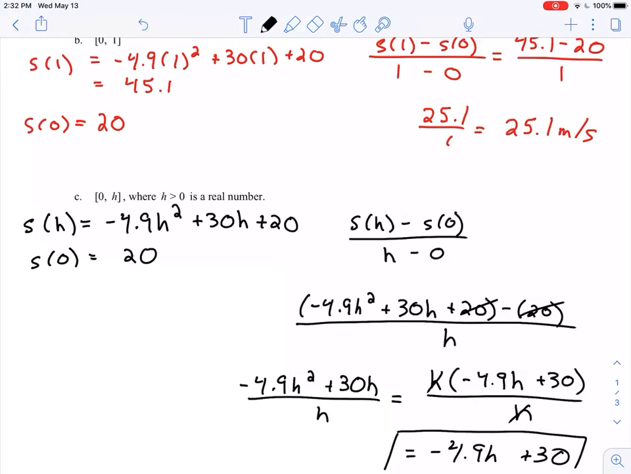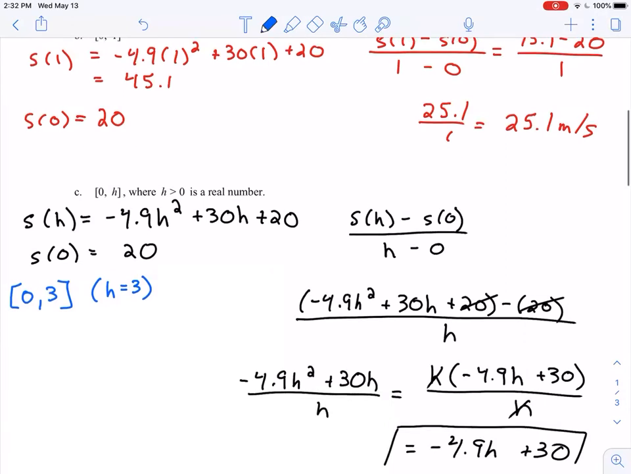So if I went back to that first problem, I could get the exact same result. Let's say I wanted to work on that same problem, part A, 0 to 3. Here, what I'm really saying is h is equal to 3. So I could take that number and plug it in for h. Negative 4.9 times 3 plus 30, I would get exactly the same thing, which, let me double check, yep, 15.3. So I can just choose whatever number I want for h, and it simplifies this process a great deal. I'm going to use this now in this next part.